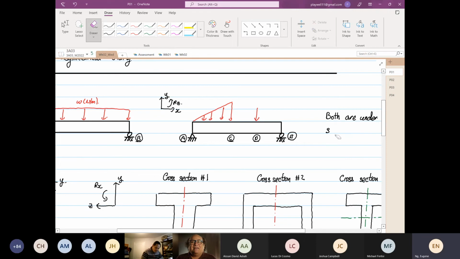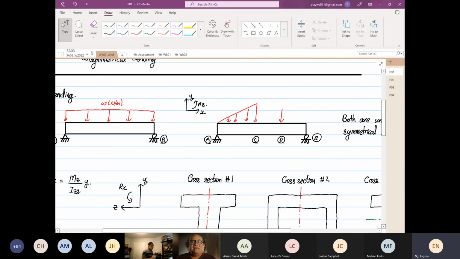Okay, so sorry, I won't say both of them are under... Yeah, I will make this statement. So both of them are under symmetrical bending. Okay, so the left and the right, both of them are under symmetrical bending.